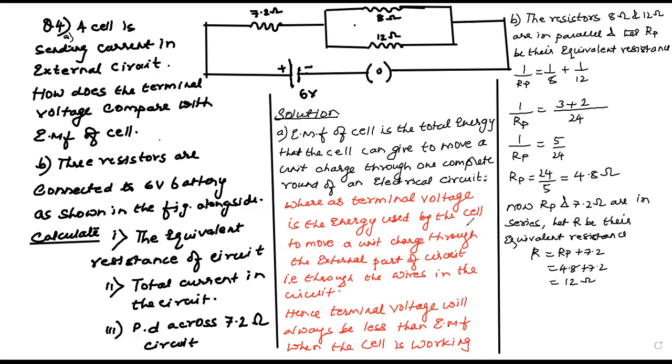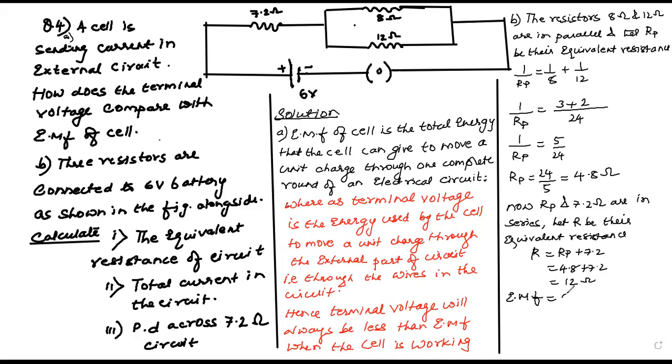Now they want the total current in the circuit. So what did I find? I found out the total resistance of the circuit. But I want the total current. Now we know, children, the EMF of the cell is 6 volt. EMF equals 6 volt.